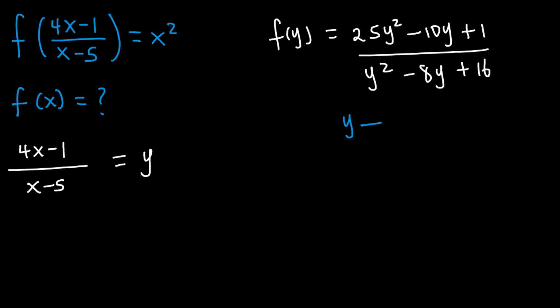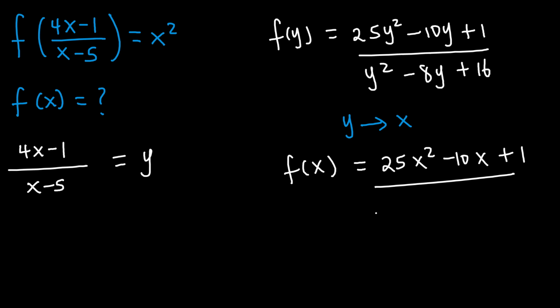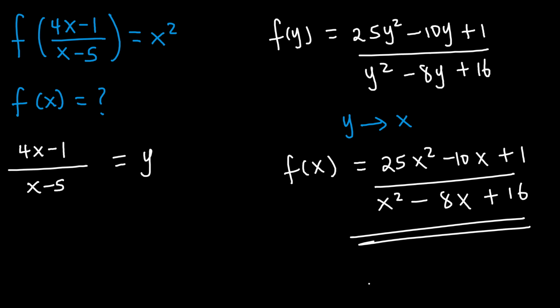So if we replace every y variable with x, we shall have f of x equaling (25x to the power of 2 - 10x + 1) divided by (x to the power of 2 - 8x + 16), and that's our answer.